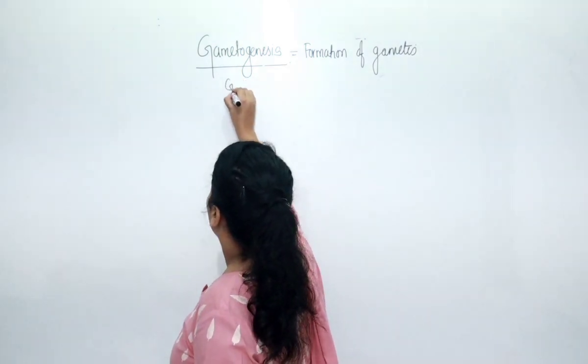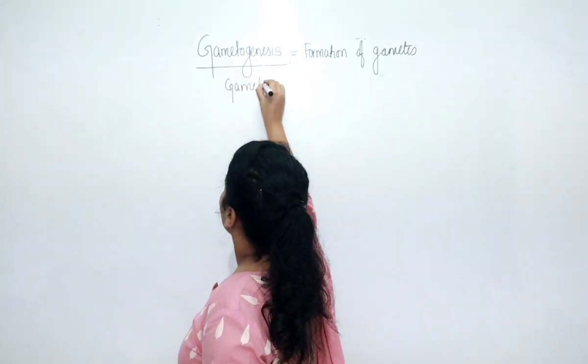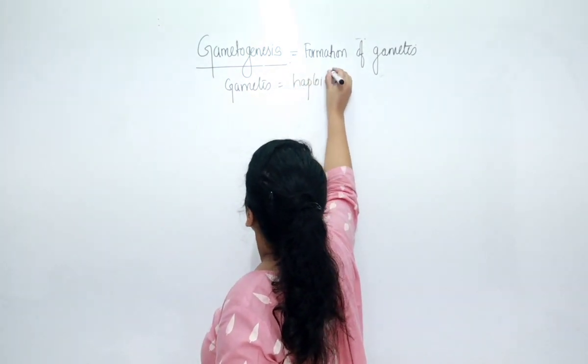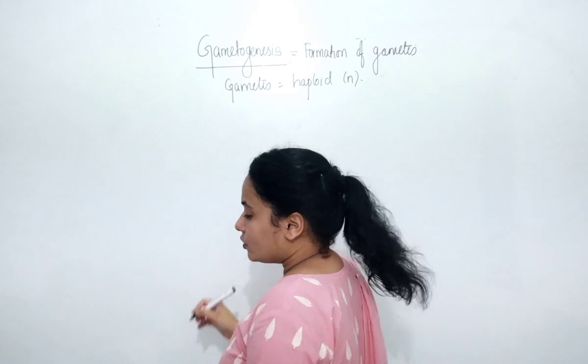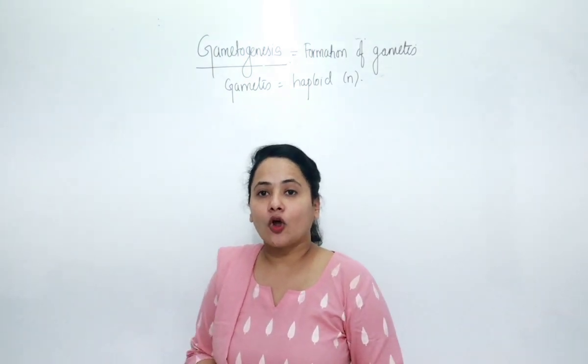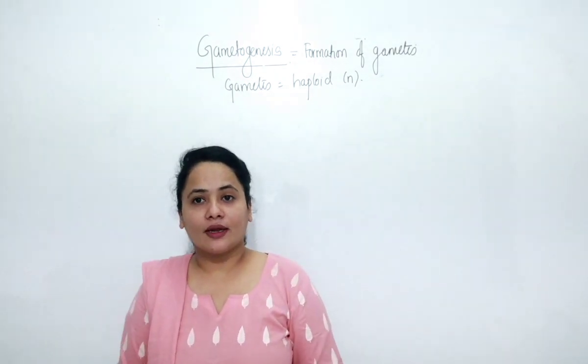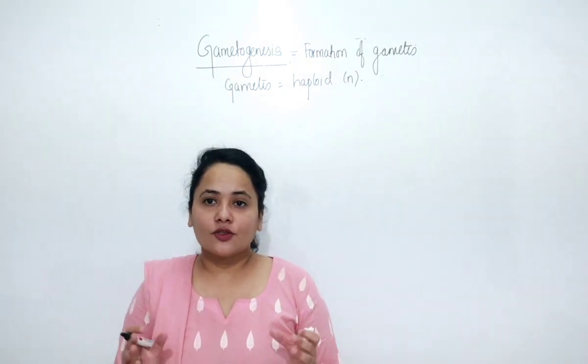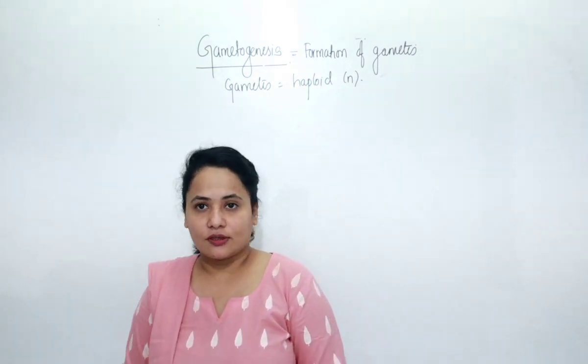Rule is gametes are always haploid. The ploidy level is always haploid. So you can say that the formation of haploid gametes in male, that is sperms, and in female, that is ova. That is what you call it as gametogenesis.